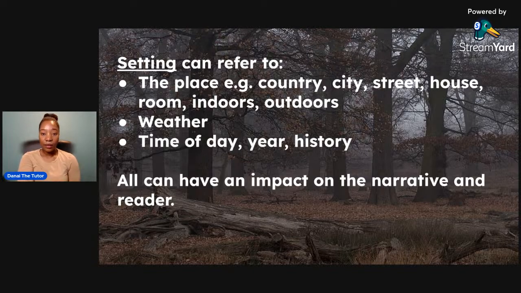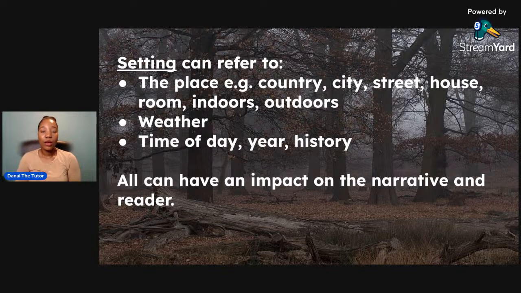So setting. Setting can refer to the place. So it could be the country, city, street, house, room, whether the text is set indoors or outdoors, the weather, the time of day, the particular year or history. All those things have an impact on the narrative and the reader. A writer is very deliberate in their choice of where they choose to set their story. So as a reader, you should ask yourself, why is the writer deciding to set this in a haunted house?